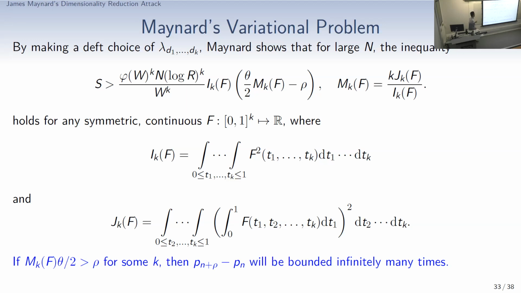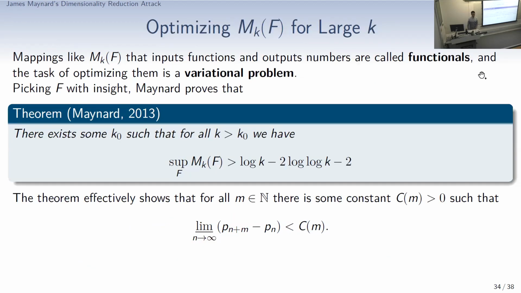So let's have an overview of James Maynard's work. He transformed this number theoretic problem about prime numbers into a deep variational problem in mathematical analysis. And that's why this field is called analytic number theory, because we are using tools from mathematical analysis to analyze problems concerning primes. So he chose this function f carefully, such that when m is optimal, it is greater than some increasing function of k.